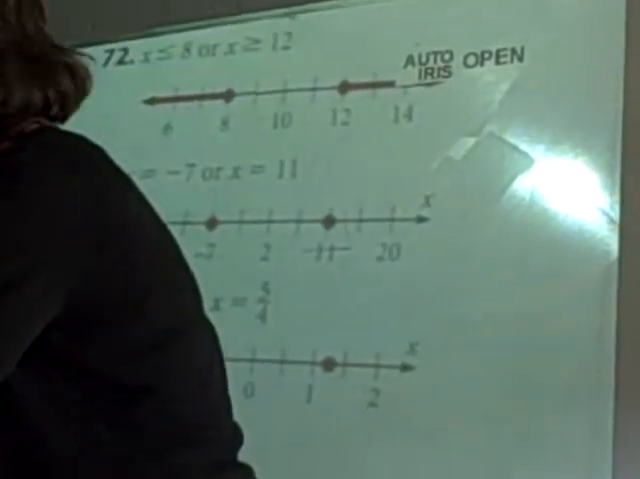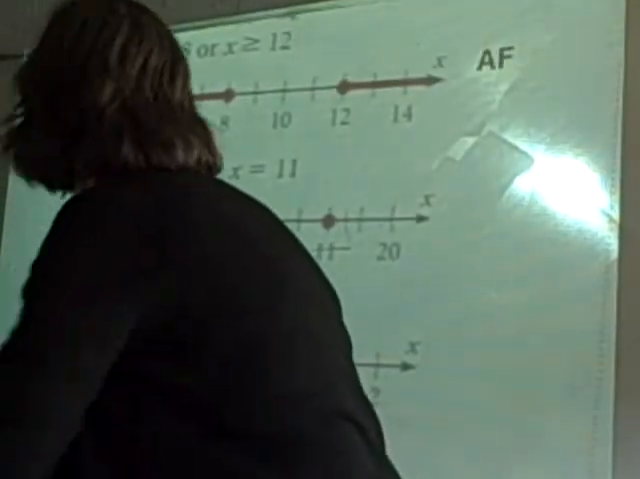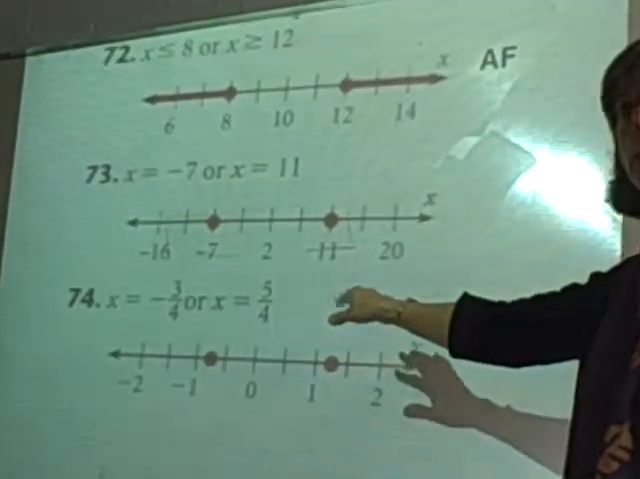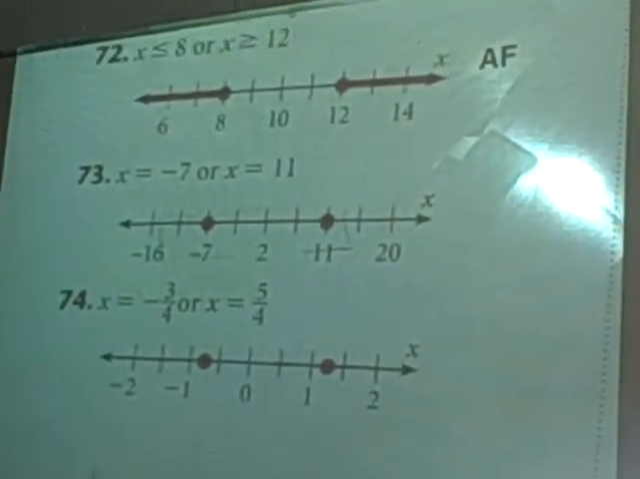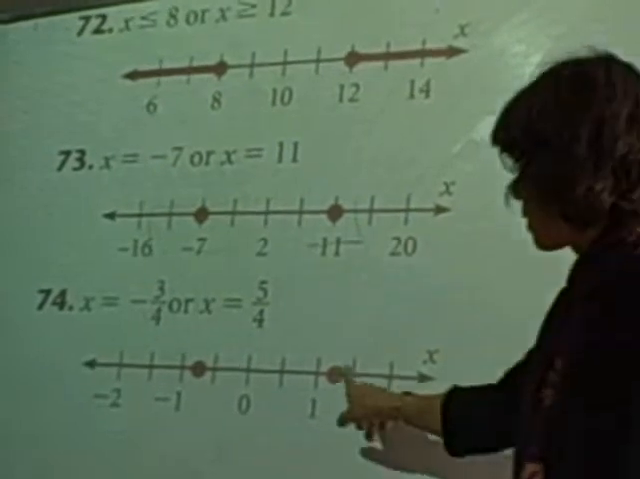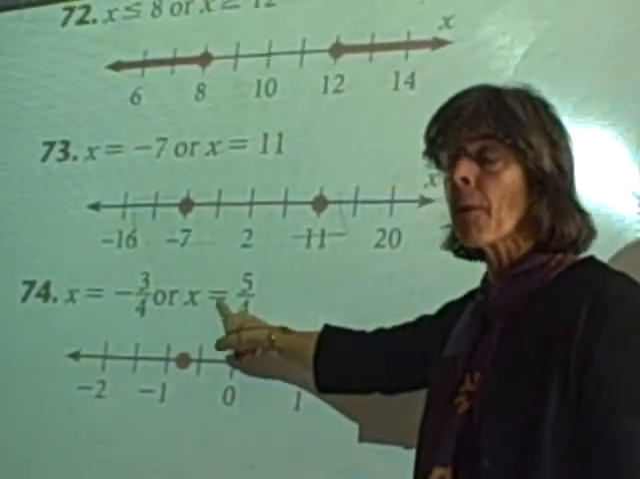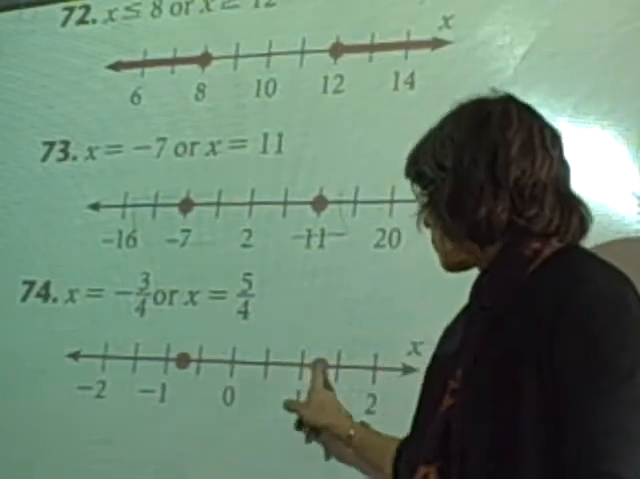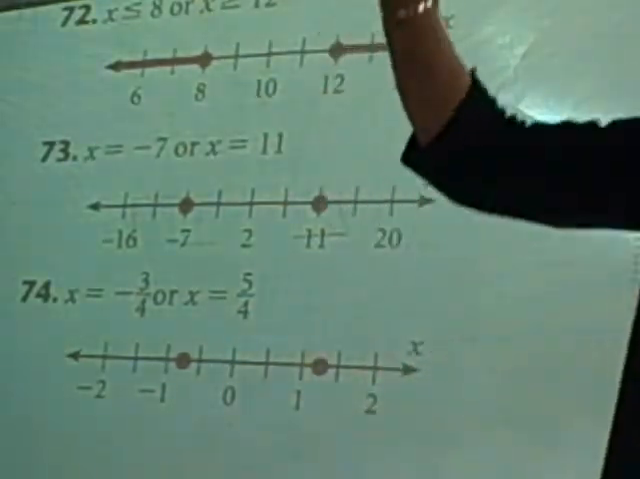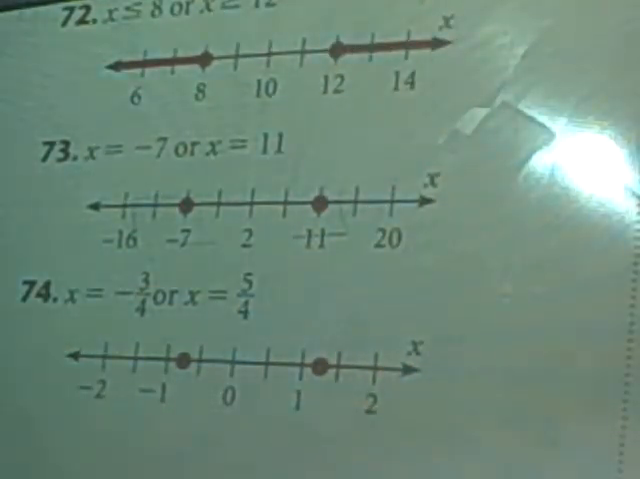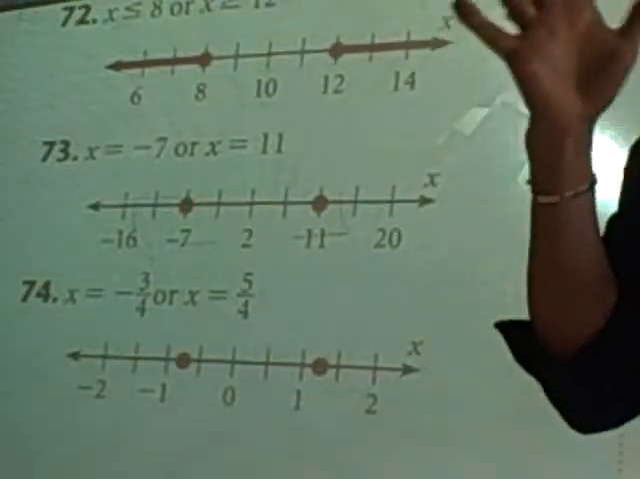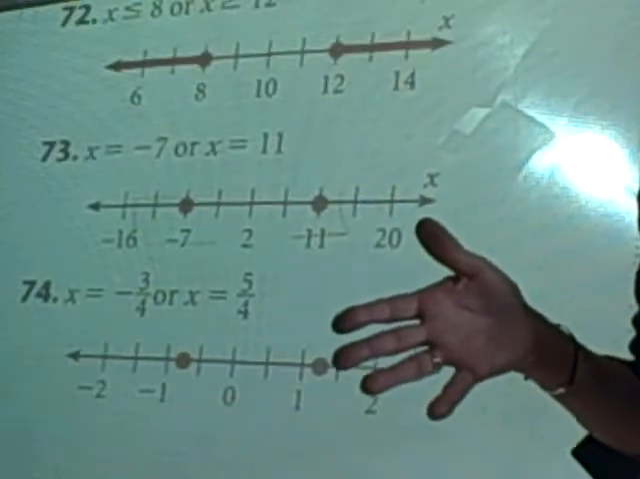So unless we have questions, I'll let somebody else do that one. 74 is x is equal to negative 3/4 or x is equal to 5/4. And since we're graphing them, they're equalities, I know that they are solid circles on the x number line. Okay? Yes, no, anybody have any questions on that one?